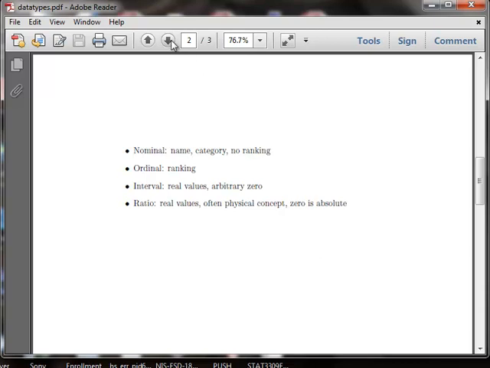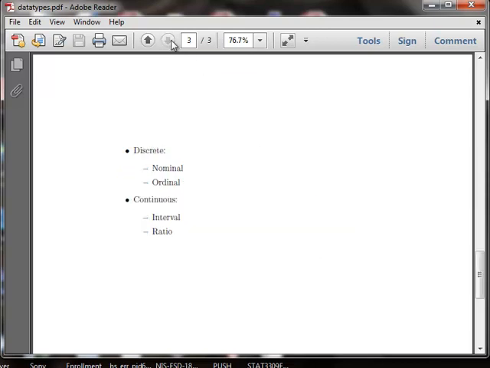Now let's put all this together. When I have discrete data, that encompasses nominal and ordinal. When I have continuous data, that encompasses interval and ratio. Hope this helps.